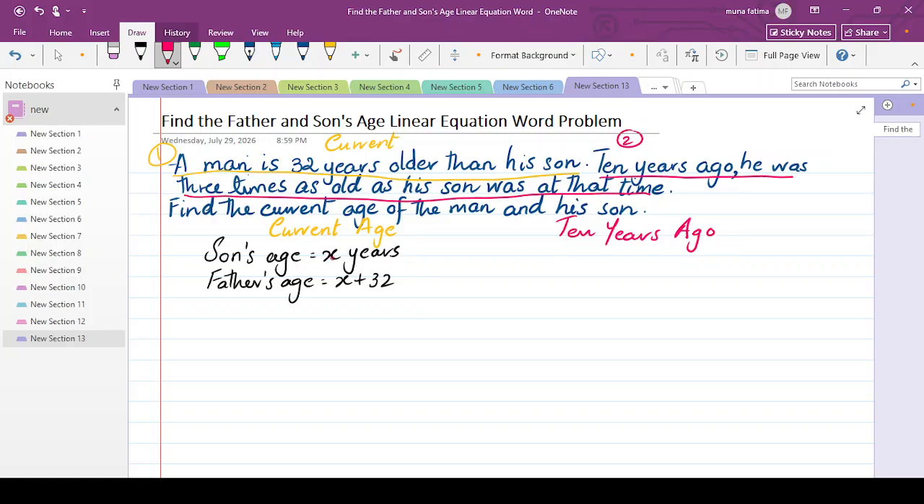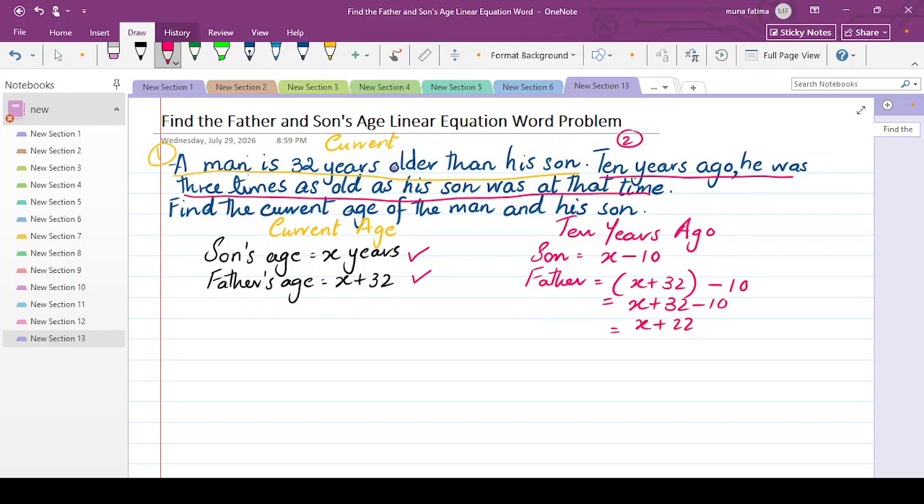So if currently the son's age is X, 10 years ago the son must have been X minus 10 years, and the father, who is currently X plus 32 years, must have been X plus 32 minus 10. All we have done is taken their current ages and subtracted 10 from them. Of course, we can simplify this. X plus 32 minus 10 gives us X plus 22.